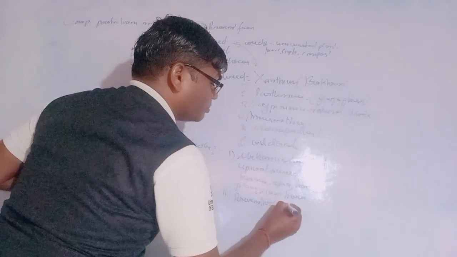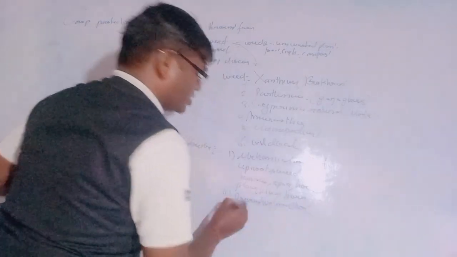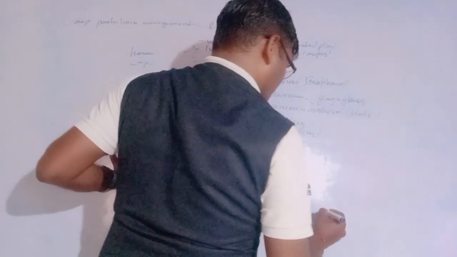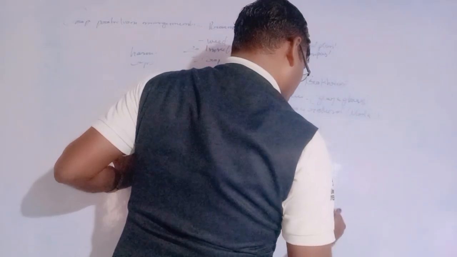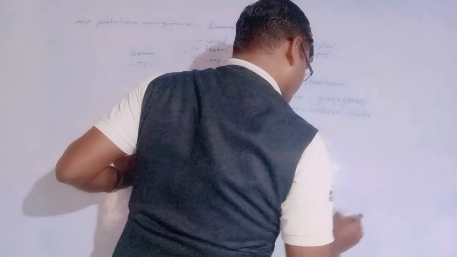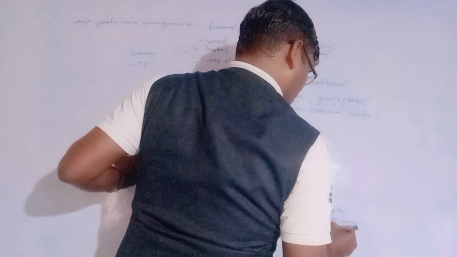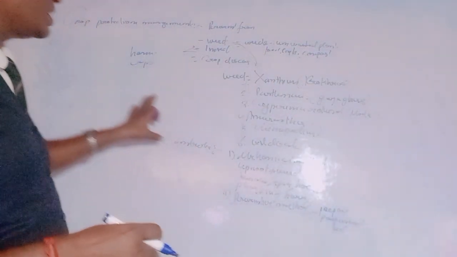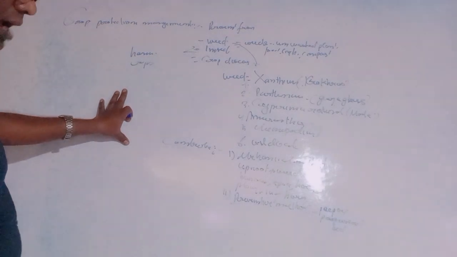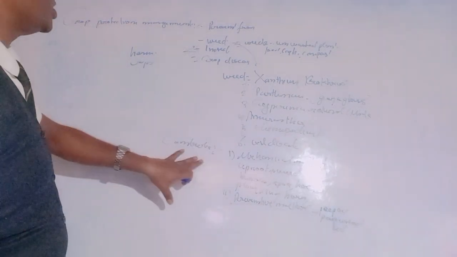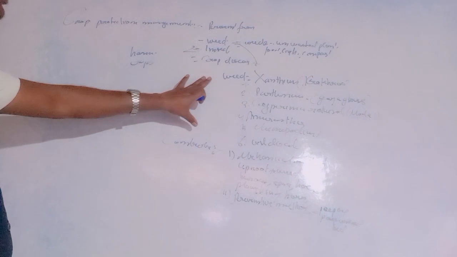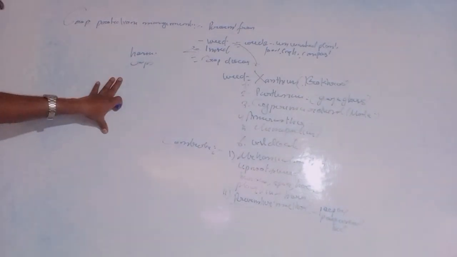Preventive method. What is preventive? The proper seed bed. We have to prepare a proper seed bed. If you prepare proper seed beds, we can maintain, manage, and control these grasses, that is, the weeds that generally grow in our fields.